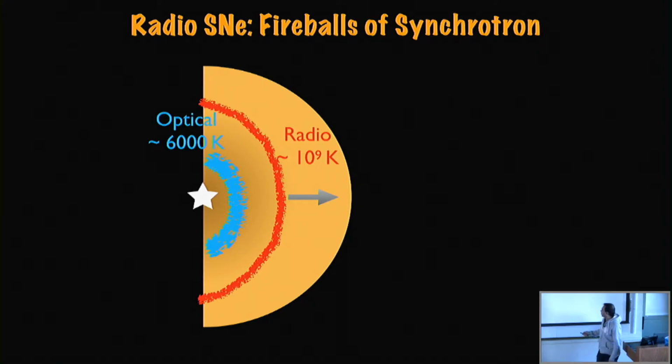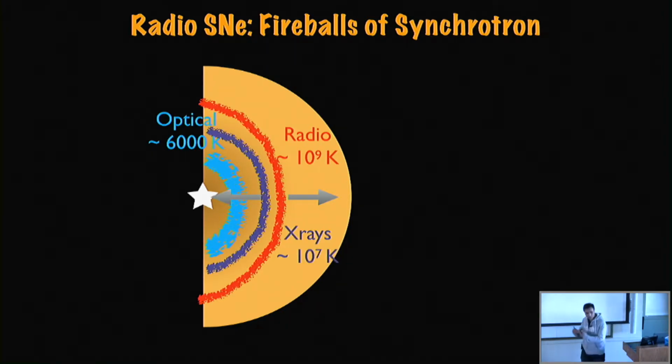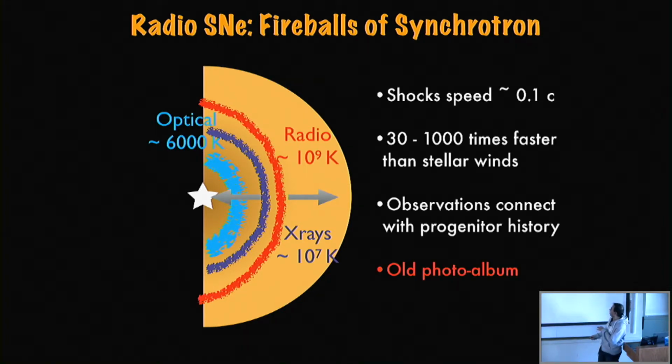But then there is another shock wave that goes back into the ejecta, which is called the reverse shock, into the dense ejecta. So it's also at very high temperatures, like 10 million Kelvin, and it emits primarily in X-rays. So this is the basic picture.